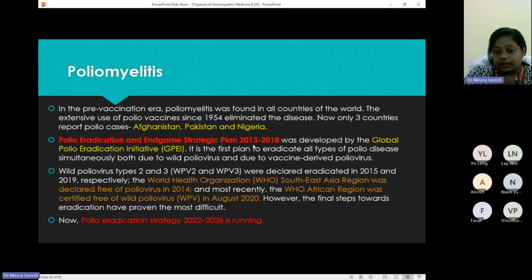So in that plan, they had this program, the polio eradication and endgame strategic plan, which was running from 2013 to 2018, and it was developed by GPEI, the Global Polio Eradication Initiative. It is the first plan to eradicate all types of polio disease simultaneously, both due to wild poliovirus and due to vaccine-derived poliovirus. I'll explain this sentence a little bit later.